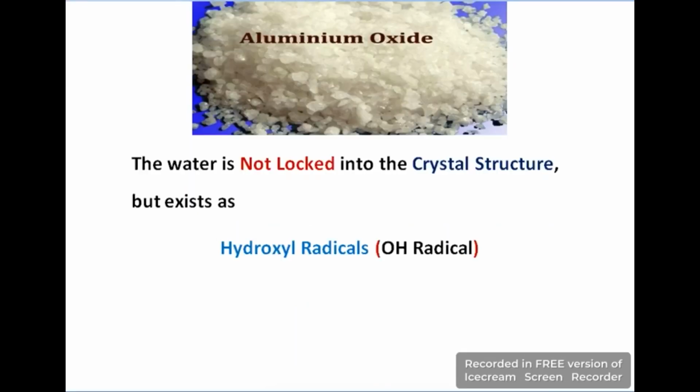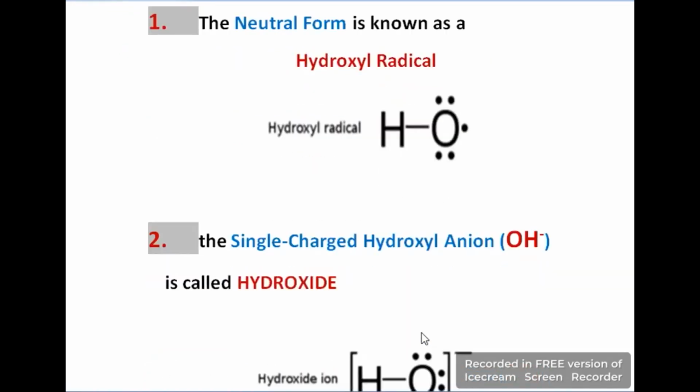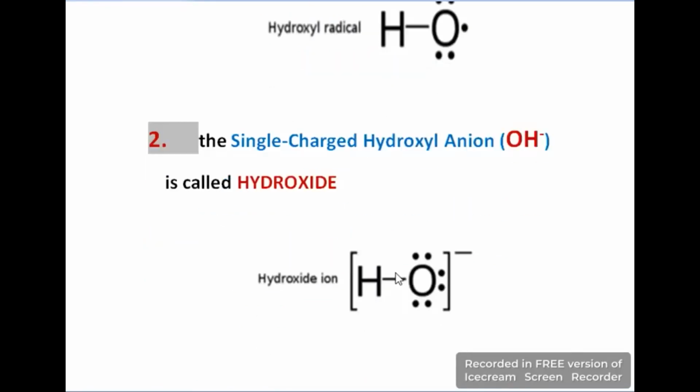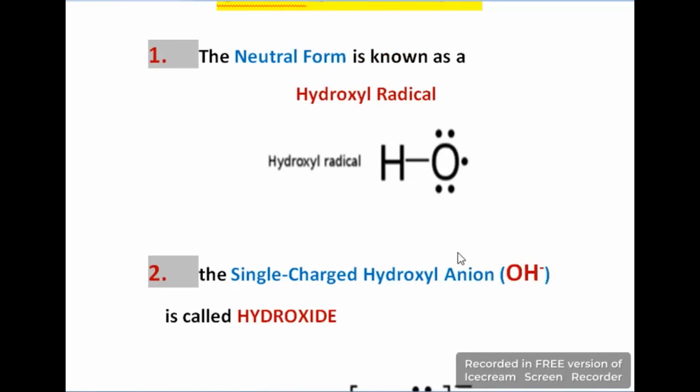Before proceeding, I will tell you what a hydroxyl radical is. What is the difference between OH negative and OH radical? The neutral form is known as hydroxyl radical, but the single charged hydroxyl anion is called hydroxide. So here you can see the difference of charge. The neutral form is called hydroxyl radical, which is present in aluminium oxide.